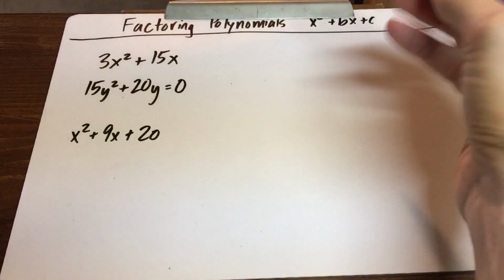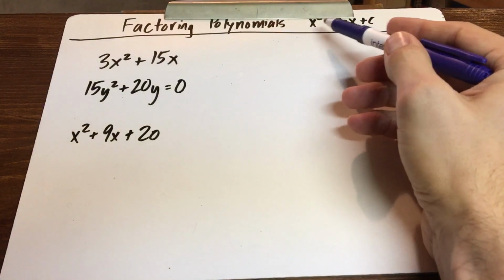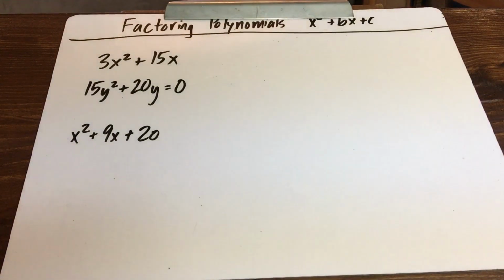What we're looking at today is how do you factor polynomials that are in the form x squared. You can't see it because it's under the little clipboard there. x squared plus bx plus c.